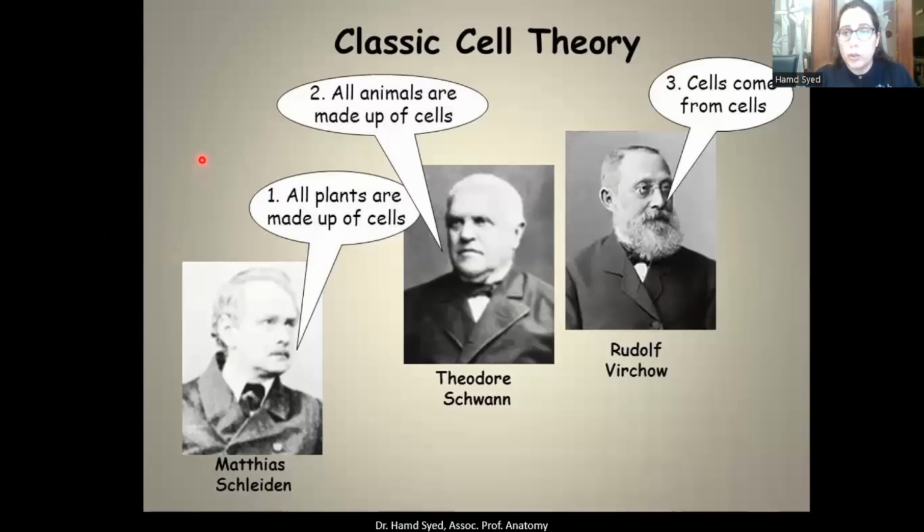And if we go into the historical aspect, there were many theories proposed by different scientists about cells. Here is a scientist who was Schleiden, and he proposed that all plants are made up of cells. And there was the scientist Schwann, who proposed that all animals are also made up of cells. And Virchow was the scientist who proposed that cells, which are already existing cells, give rise to new cells.